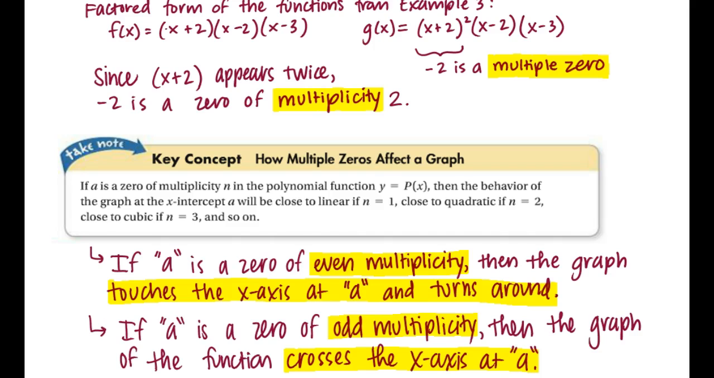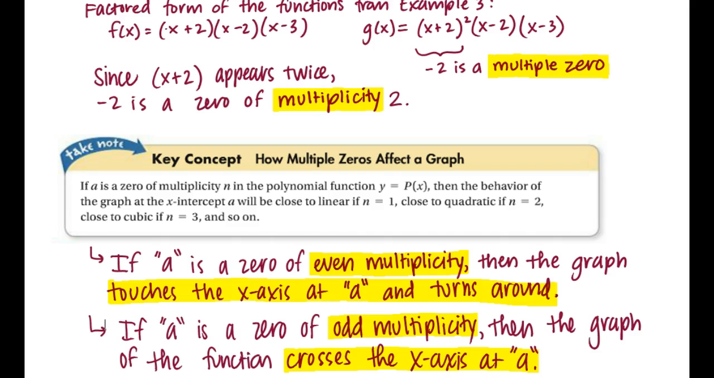The key concept box generalizes this idea. So if A is a zero of multiplicity n, aka A is a zero and you see that n times, where n is a real number, in the polynomial function y equals p of x, then the behavior of the graph at that x-intercept A will be close to linear if the multiplicity n is equal to 1, close to quadratic if n equals 2, close to cubic if n equals 3, and so on.